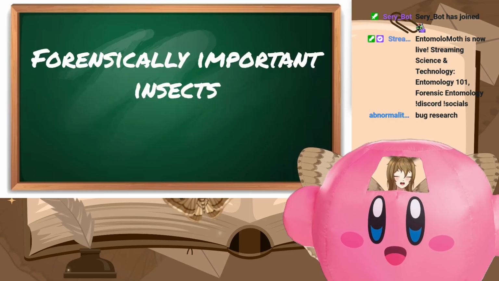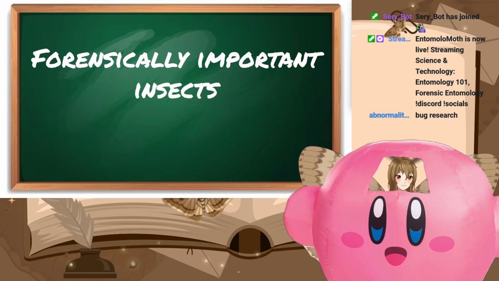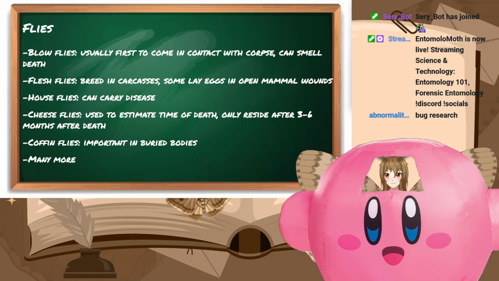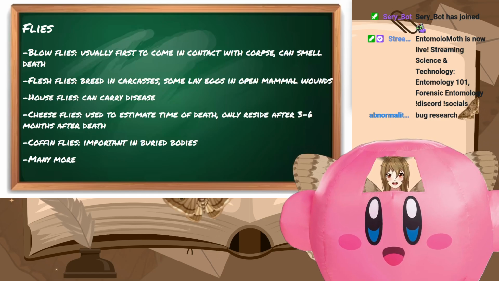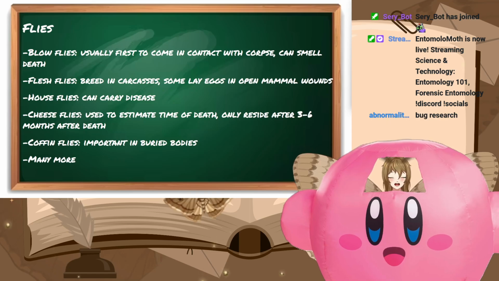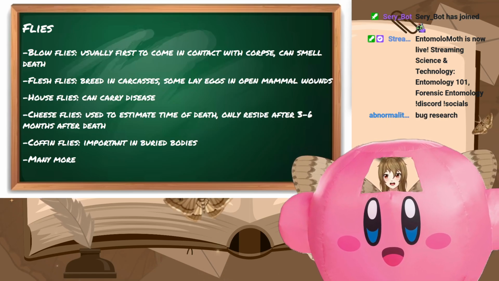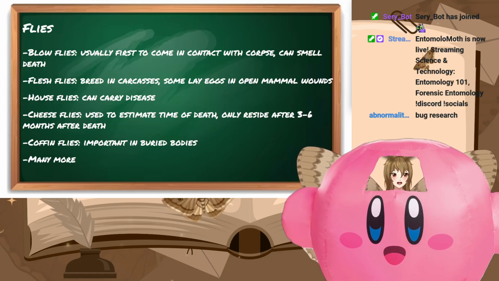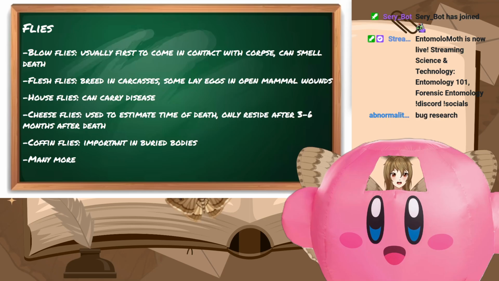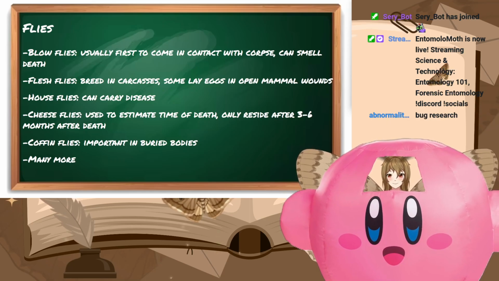Now, what insects are forensically important? There are a bunch of them. Let's get through them. I think the biggest group is flies, where you have blowflies, which are usually first to come in contact with corpses because they can smell death over 16 kilometers. Which means if somebody dies, blowflies are the first to arrive at the dead body and are the first to lay their eggs there. They also feed on the body, and so do their larvae.